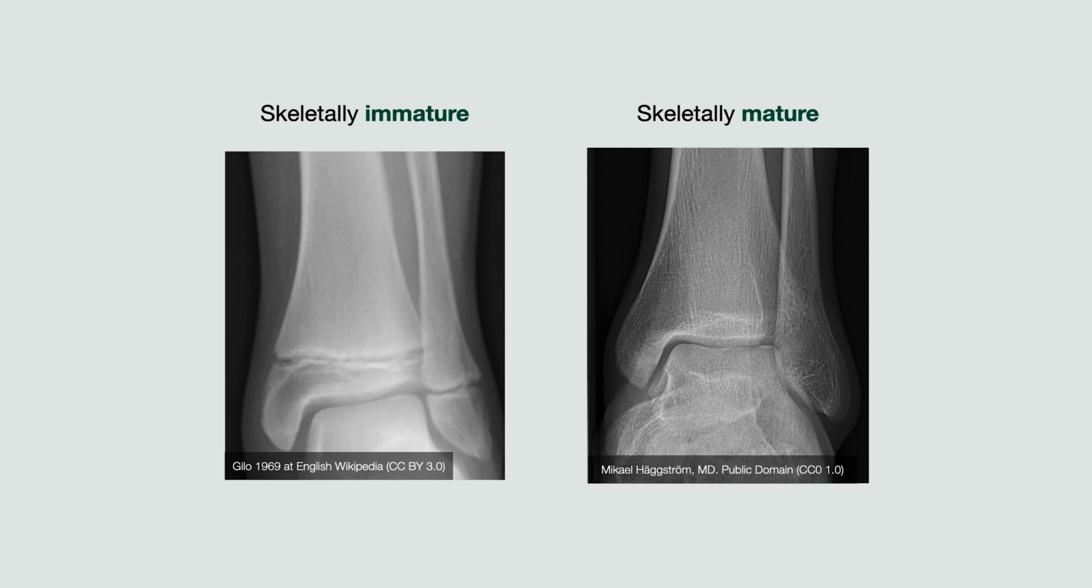Looking at the following X-ray, note the epiphyseal or growth plate visible here, and none is visible on the X-ray on the right. This tells us that the X-ray on the left is of normal, skeletally immature bone, in other words, of a child, and the one on the right is of mature bone, of an adult.